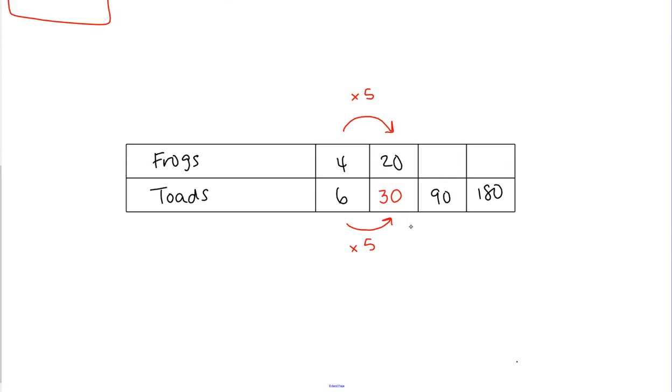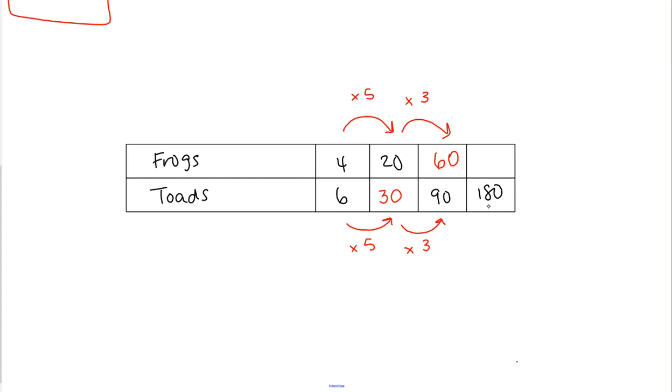Let's do another one. So from 30 to 90, what do we need to multiply to get to 90? Well, 90 divided by 30 is 3. So we're going to multiply by 3. Because we multiplied these by 3, we also need to multiply these by 3. So 20 times 3 is 60. So 60 is our missing number.